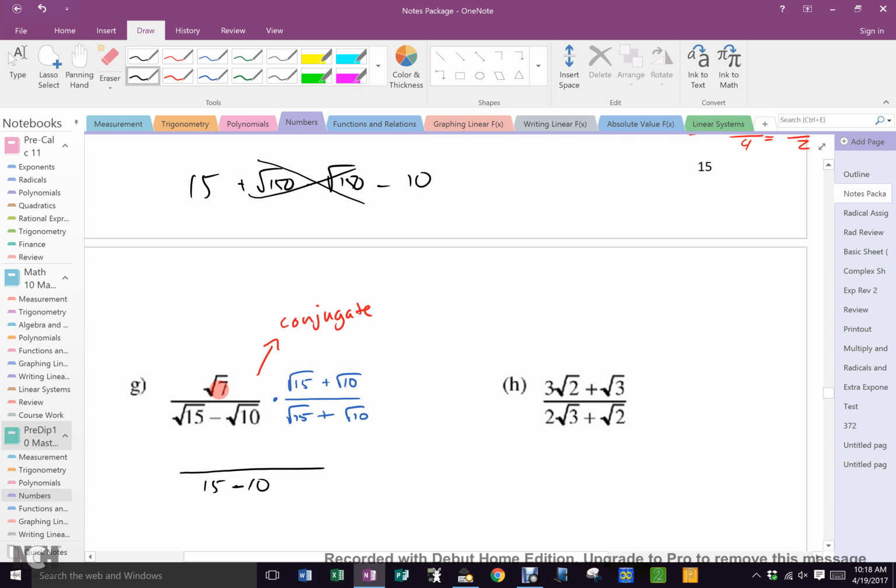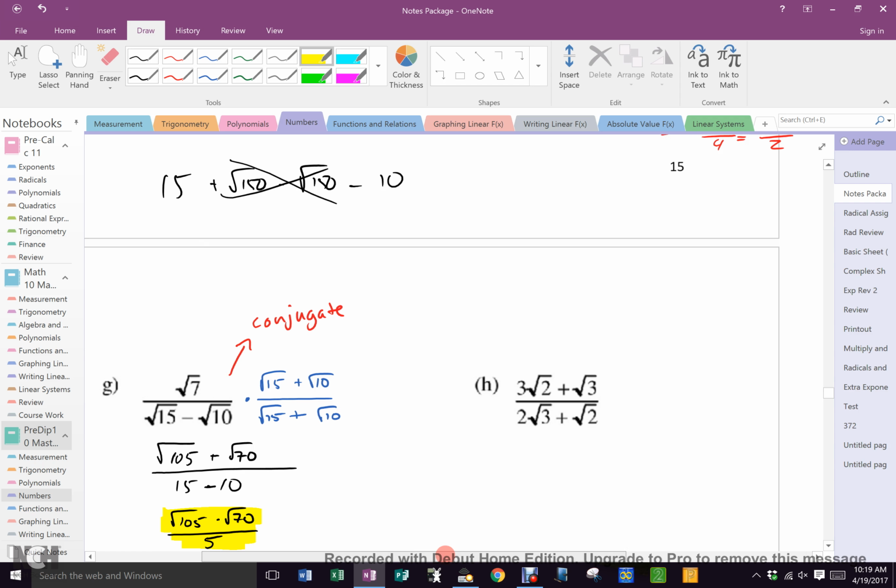And then up top, what's root 7 times root 15? Root 105. Plus root 70. Correct? Everyone okay with that? Do either of those simplify? 2 times 5 times 7? Nope. 2 times 3 times 7? Nope. So the answer here is root 105 minus root 70 over 5. And it doesn't simplify. Is everybody cool?